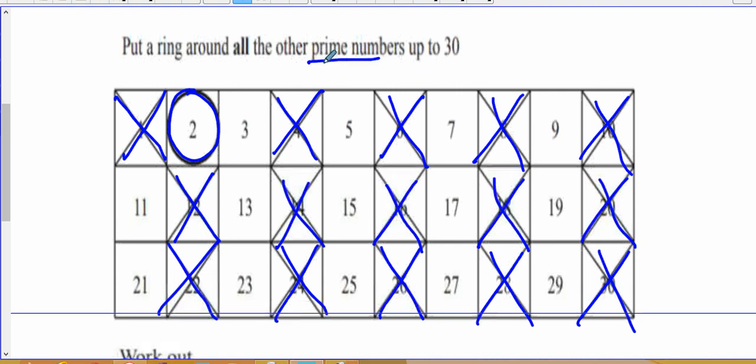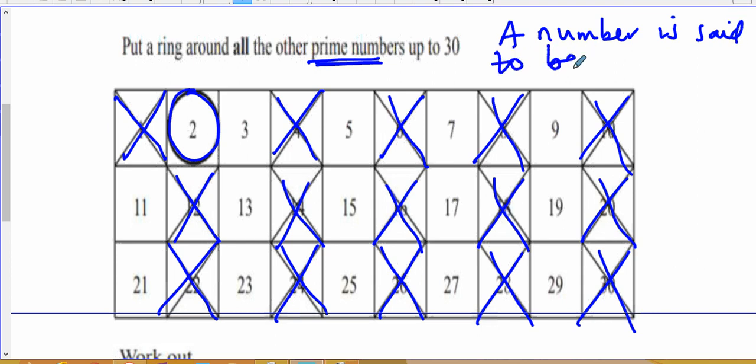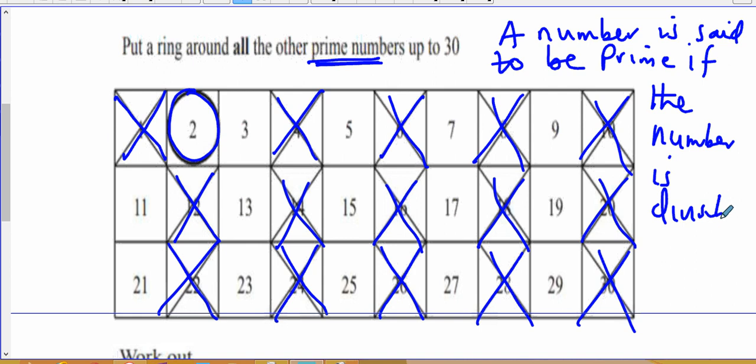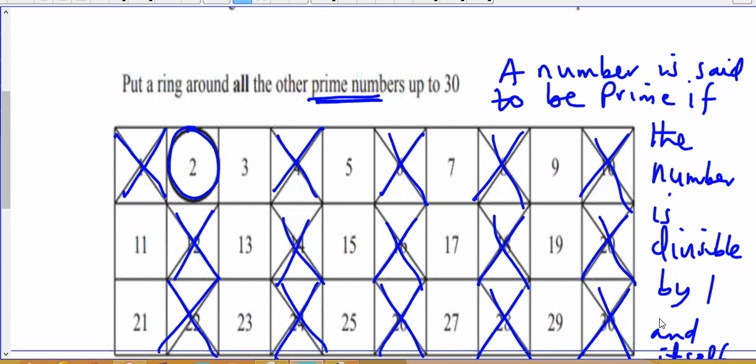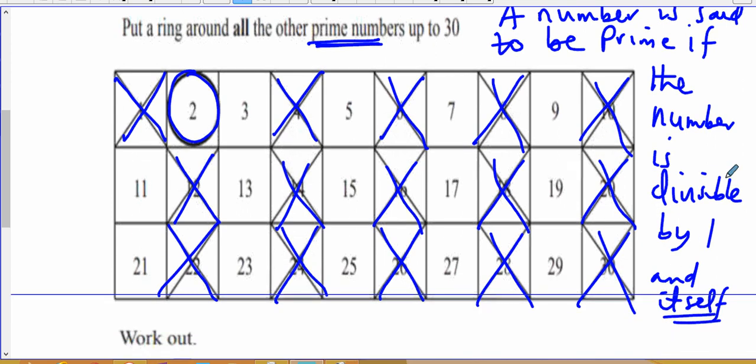Remember the prime numbers I told you? I said that a number is said to be prime if and only if the number is divisible by 1 and itself. Not less than that and not more than that. Okay. Put a ring around all the other prime numbers up to 30.